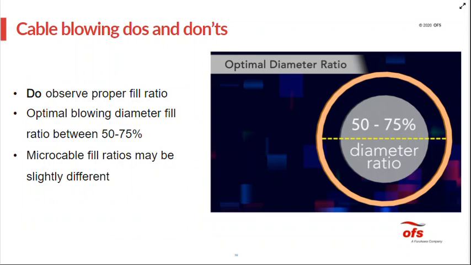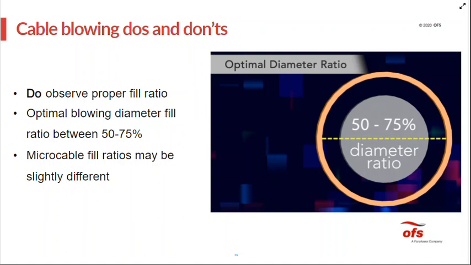And I think this is my last slide. This is the diameter ratio for cable blowing. You see that we recommend a range of diameter ratio here. And again, it's the same ratio that we spoke of before. It's the cable OD divided by the duct inside diameter. We're recommending a range of 50% to 75% for ideal conditions.